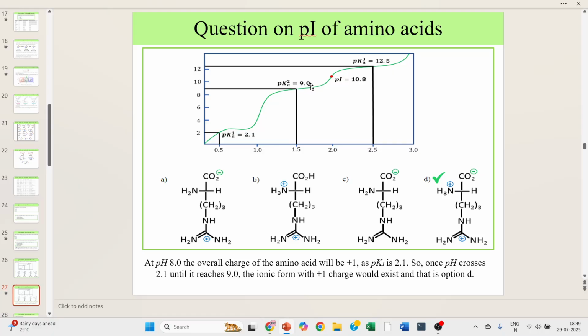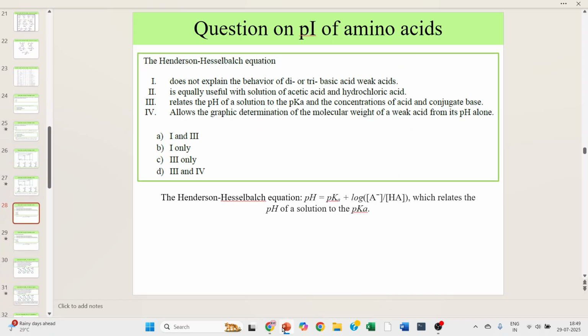So pKa is 9. That means after pH 9, the thing is going to change. But from 2 to pH 9, it is going to be the same. So it would be +1. Okay, so once the pH crosses 2.1 and until it reaches 9, the ionic form would be +1. Okay, I hope that is clear.